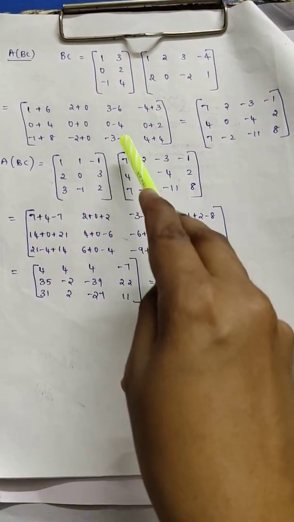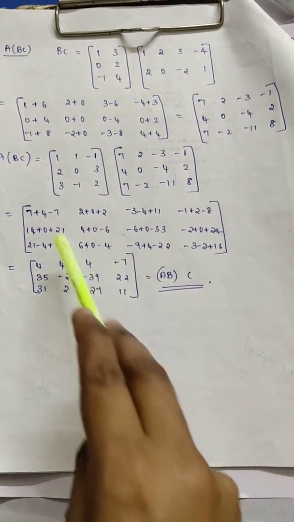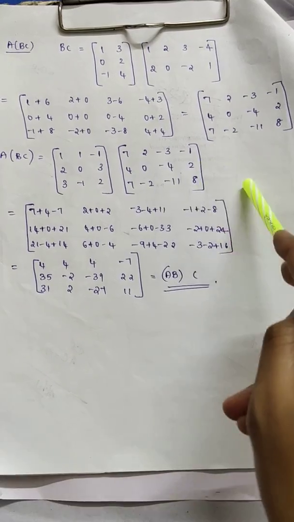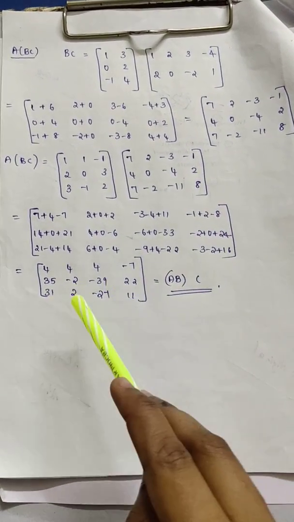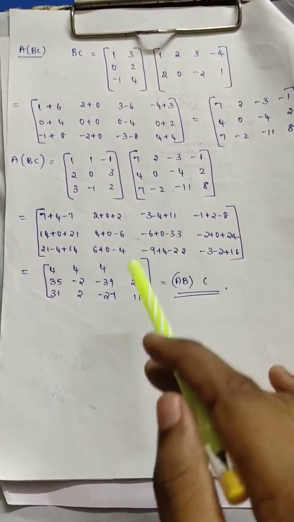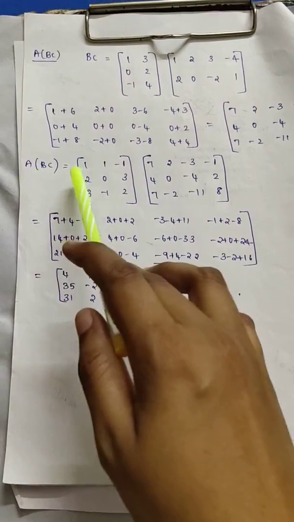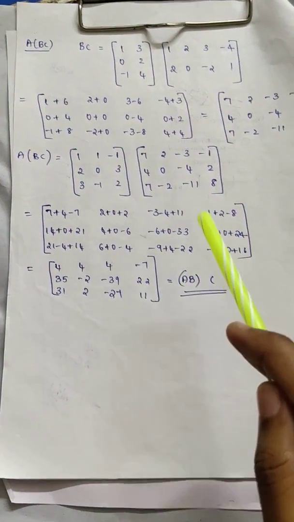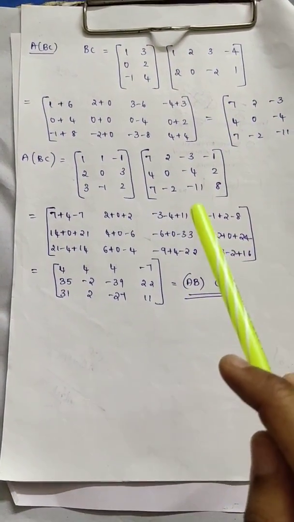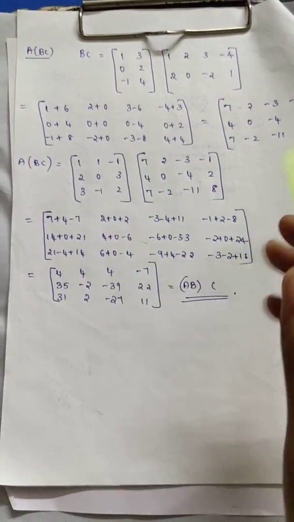Now second row is multiplied with all the 4 columns, which will give you these entries. Again, third row is multiplied with each column, which will give you the entries in the last row. And you can see this is same as AB into C. This is what we obtained when we found AB into C. So A into BC is same as AB into C. Therefore, associativity holds. Hope you understood matrix multiplication and the property as well.